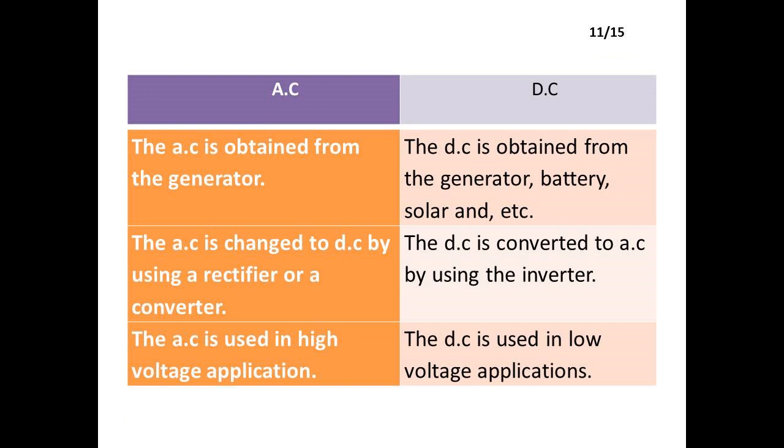The AC is obtained from the generator. The DC is obtained from the generator, battery, solar and etc. The AC is changed to DC by using a rectifier or a converter. The DC is converted to AC by using the inverter. The AC is used in high voltage applications. The DC is used in low voltage applications.